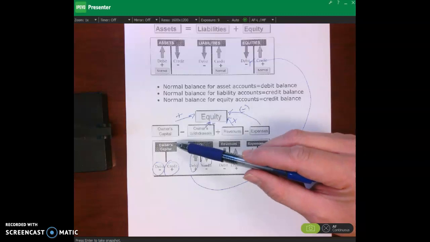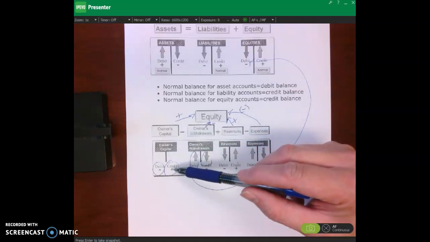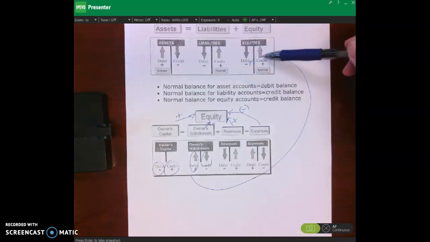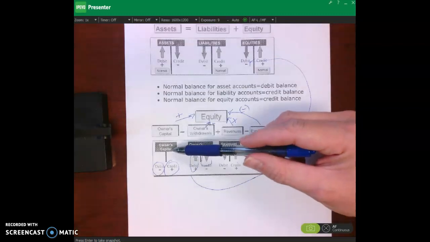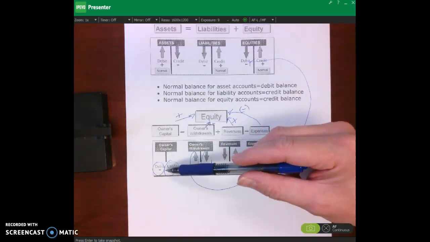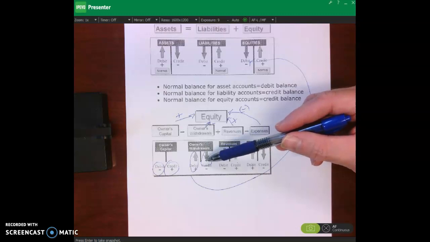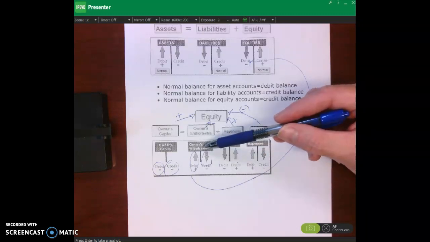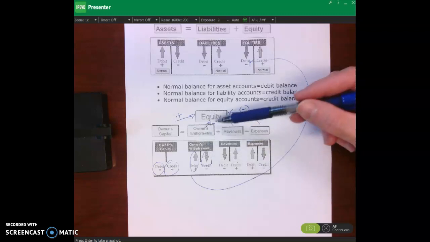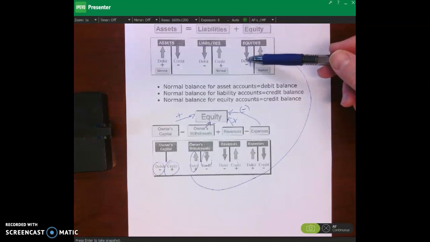So then if owner's capital increases equity, the way that I would increase owner's capital is with a credit because credits are the way that I increase equity. The way that I would decrease owner's capital is therefore with a debit. Owner's withdrawals, they decrease equity. So to recognize an increase in an owner withdrawal, I would debit owner's withdrawal because as withdrawals goes up, equity goes down, and the way to recognize that equity is going down is with a debit.